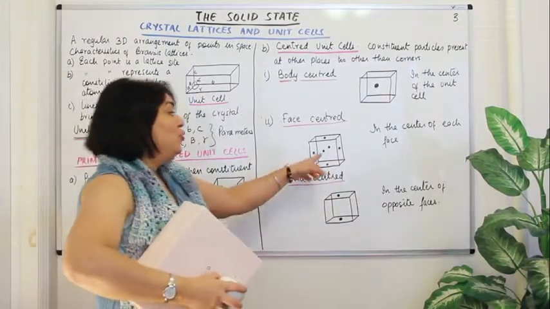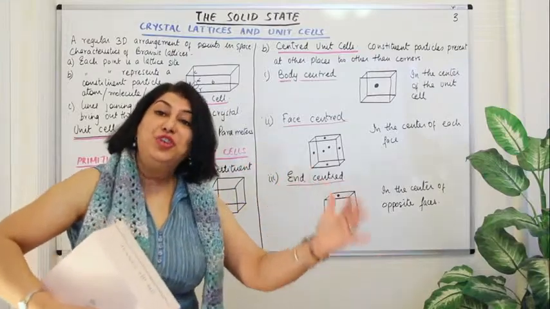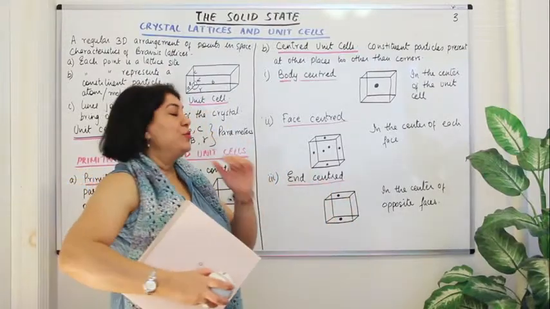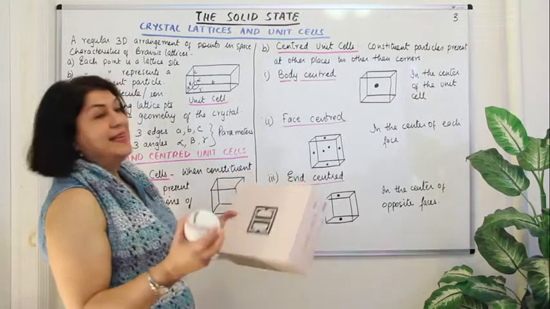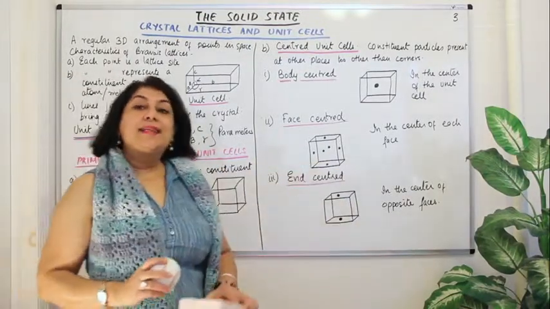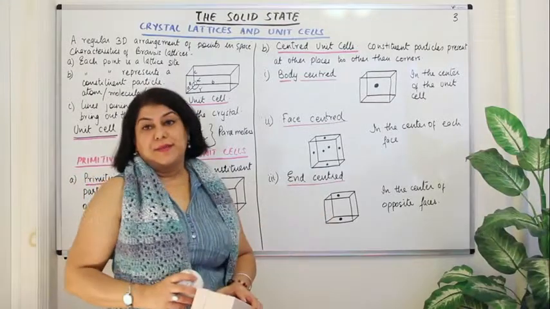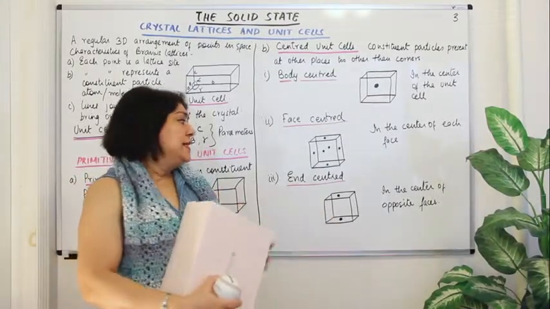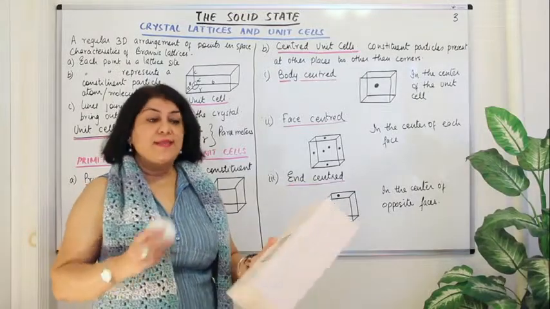Now if it is a cube, then it's a face-centered cubic. But these details we'll go into later. Let us just understand what centered unit cells are. It's a face-centered unit cell. And the next is the end-centered.